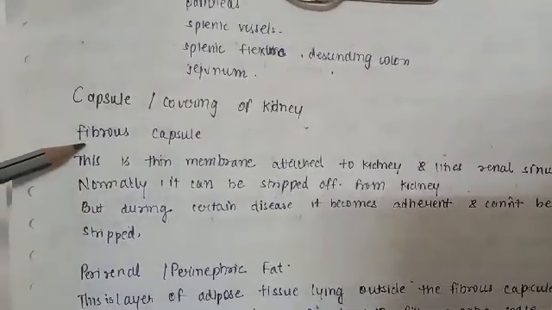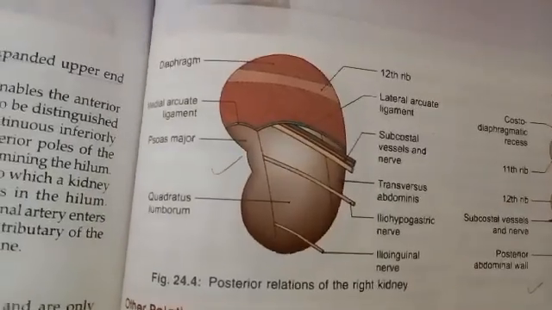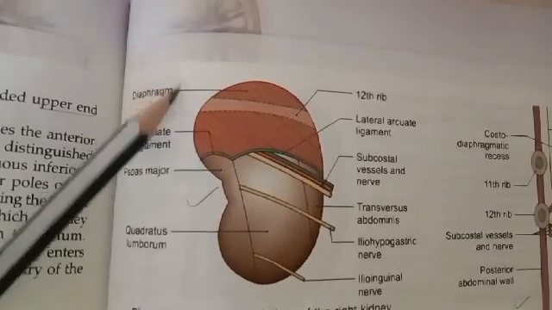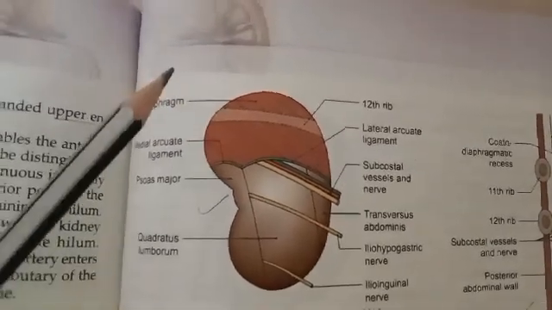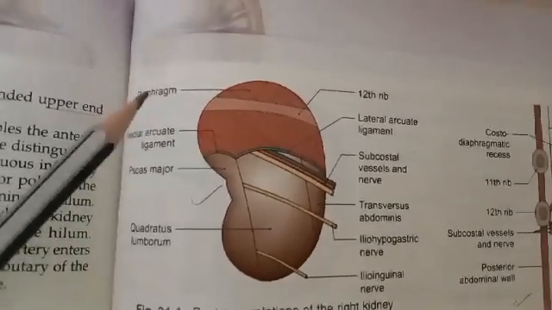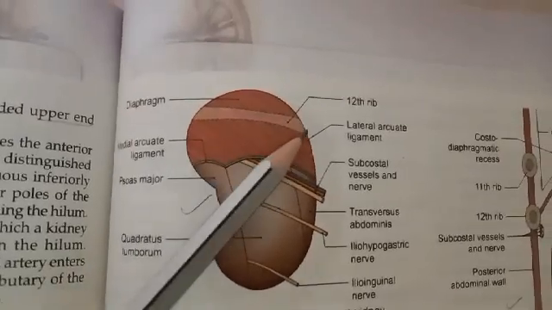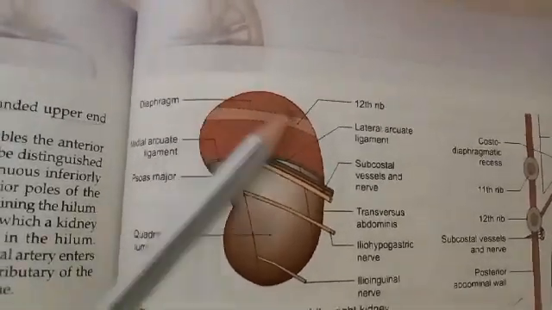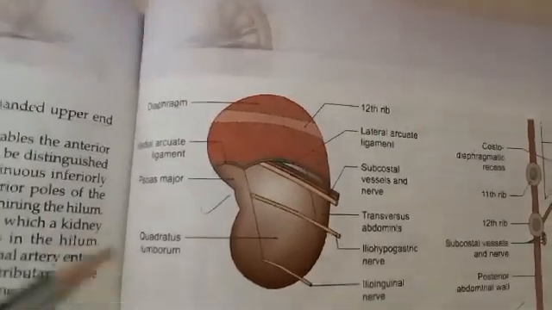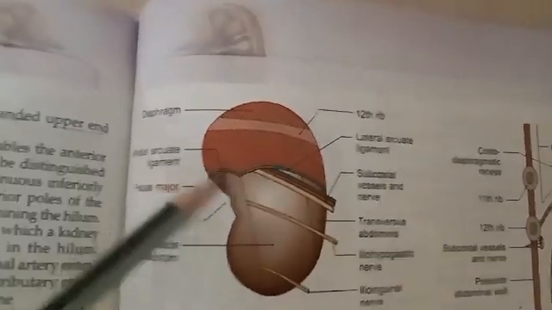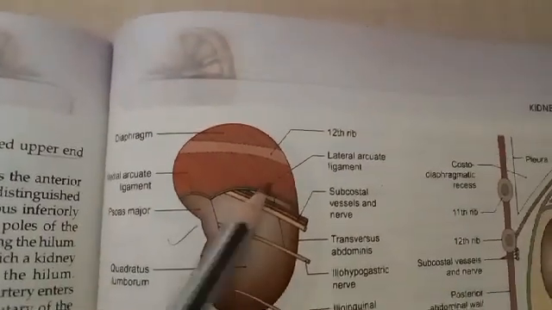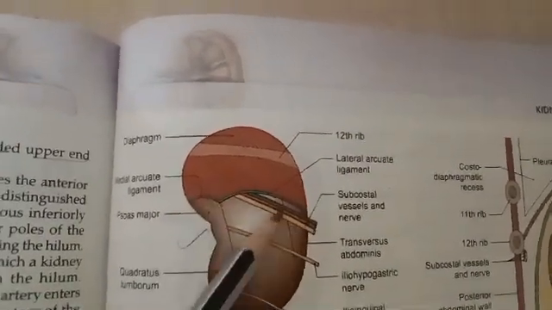Before the capsule covering the kidney, let's study the posterior relations of the right kidney. Firstly, there is the diaphragm, which is posterior to the kidney. Then there is the 12th rib. In case of the left kidney, there is the 11th rib too. Then there is the medial arcuate ligament and the lateral arcuate ligament over here.